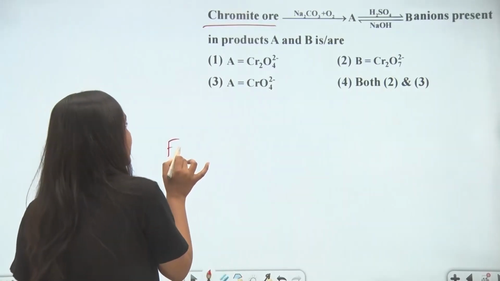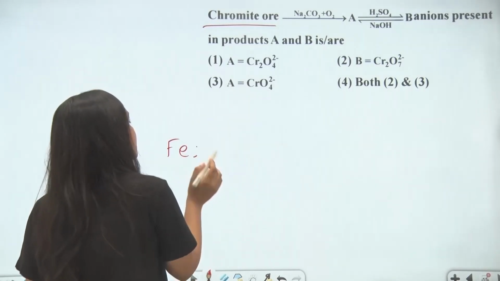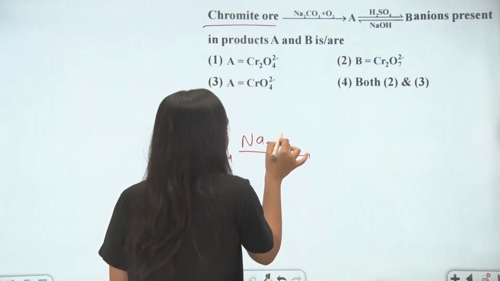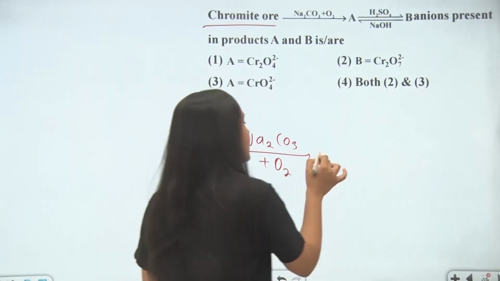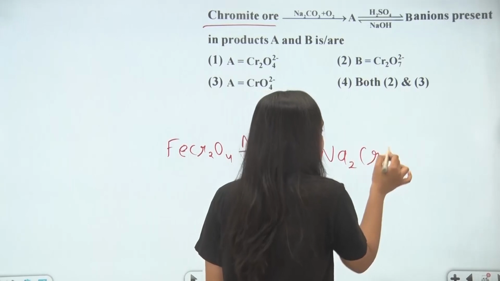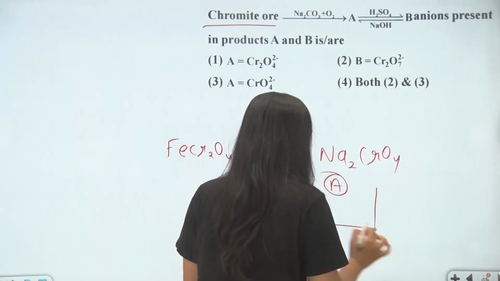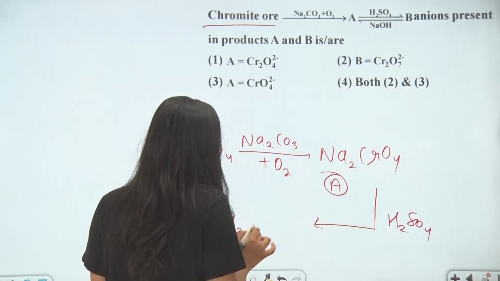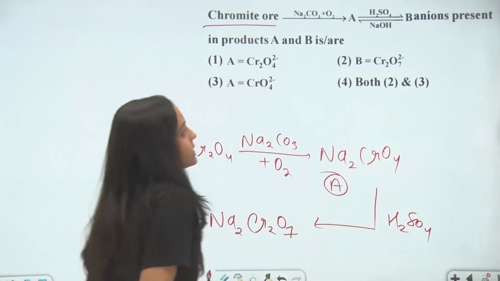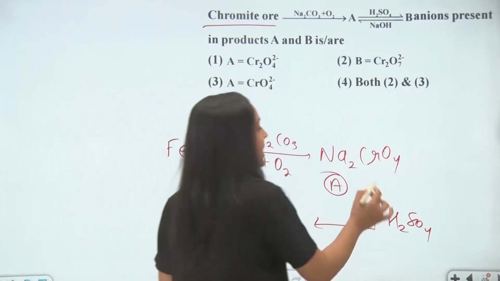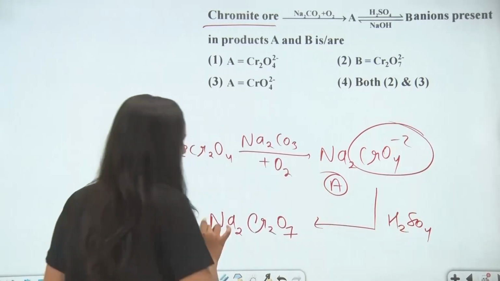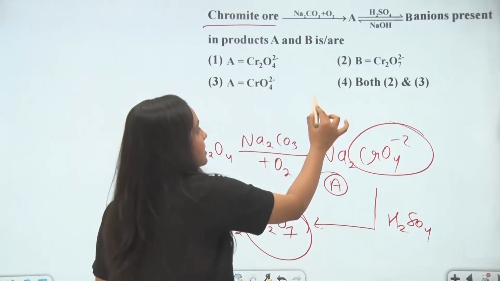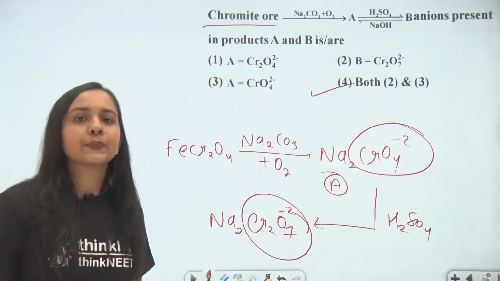Student, this is the structure of chromite ore, FeCr2O4. It will react with Na2CO3 in presence of oxygen. Then here we will obtain Na2CrO4 compound. And when it reacts with concentrated H2SO4, then here formation of Na2Cr2O7 will take place, right? So now student, you can see that here anion A is CrO4 2-, and here anion B is Cr2O7 2-. So option 2 and 3 is the correct answer and option 4 is the correct answer, both 2 and 3. Thank you.